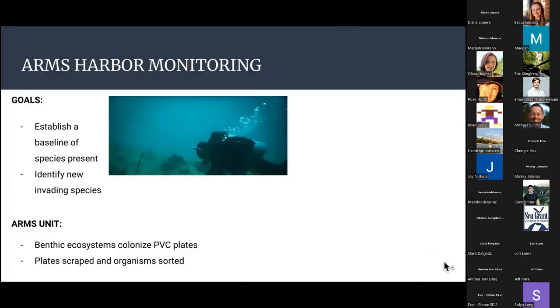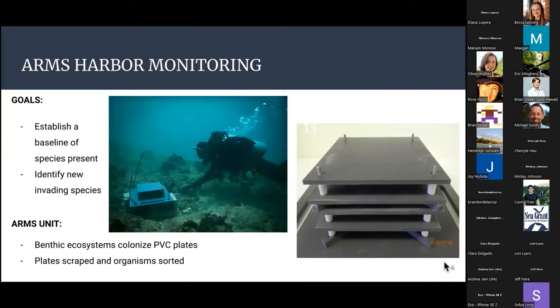First, to talk about harbor monitoring, the ARMS devices are quite widespread. It's not just Hawaii that uses them. They're used all around the world to survey the wildlife in the area. They establish a baseline of species present where they are, and when we pull them up, we can take the survey and see what the new invading species are.